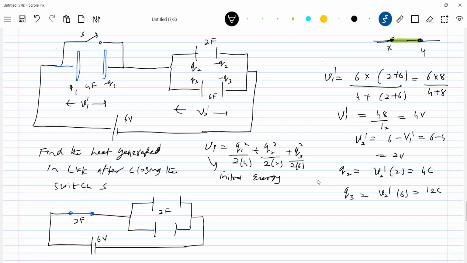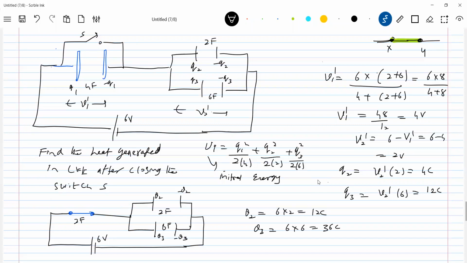Now this 2 farad here, what will be the charge? Charges we have found out. So here, let it be Q2. I'll call it minus Q2, Q3, minus Q3. I think they are directly parallel, no? So directly we can tell it. What are the charges? Q2 is equal to 6 into 2, 12 coulombs. Q3 equal to 6 into 6, 36 coulombs.